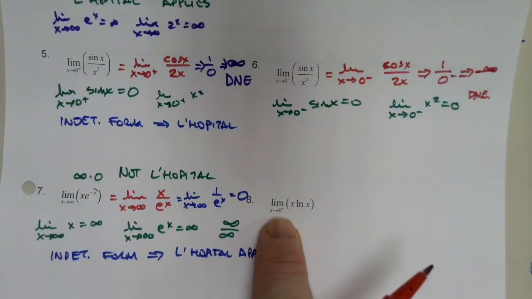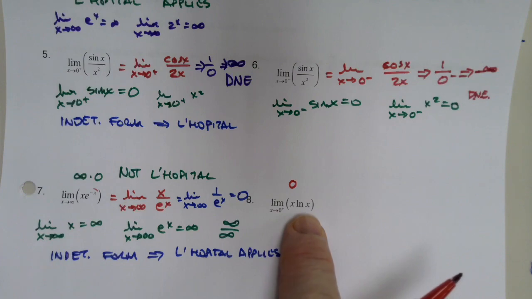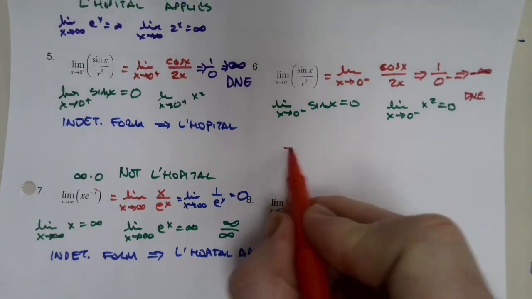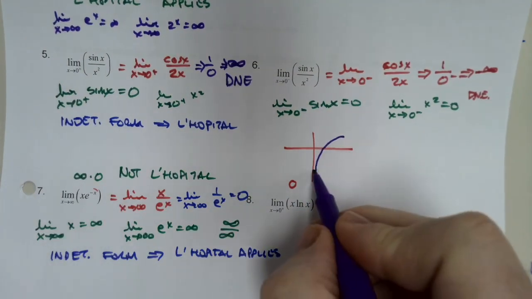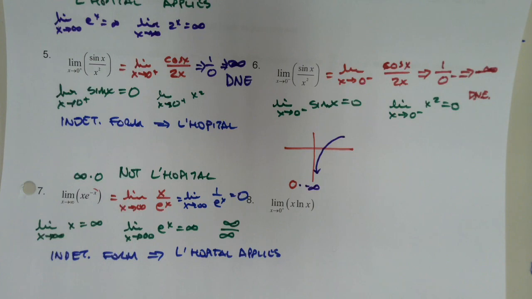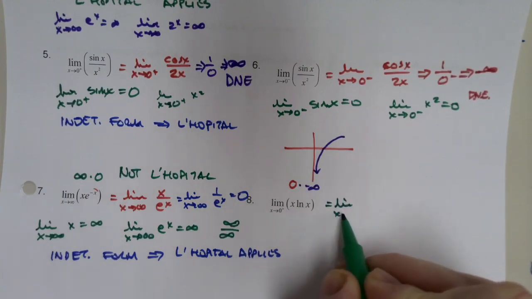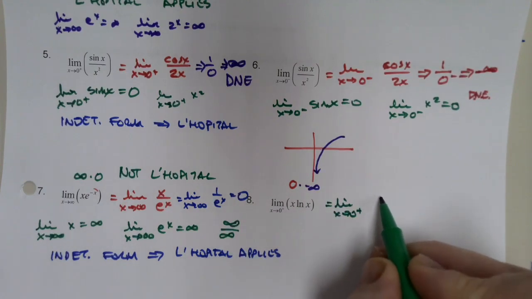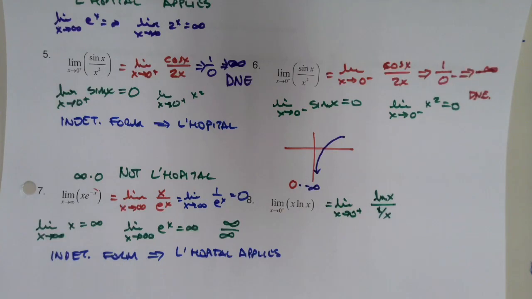As x goes to 0 from the right, this x is going to be 0, but remember how the natural log graph looks. Okay? Our natural log graph looks like this guy here. So as x goes to 0 from the right, this is going to be negative infinity. Negative infinity times 0 is not a L'Hopital problem. So what we're going to need to do is go ahead and rewrite this as the limit as x goes to 0 from the right of the natural log of x divided by 1 over x. We're going to rewrite this as 1 over x.